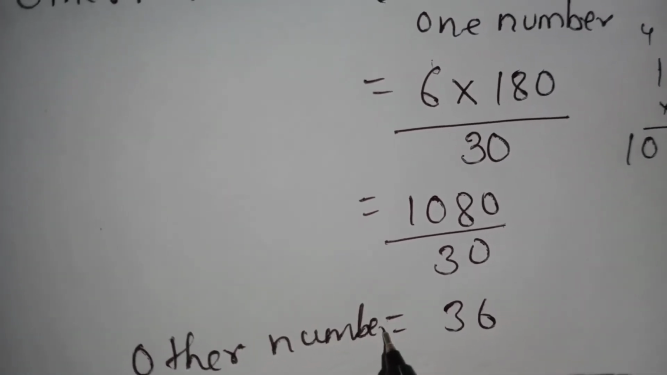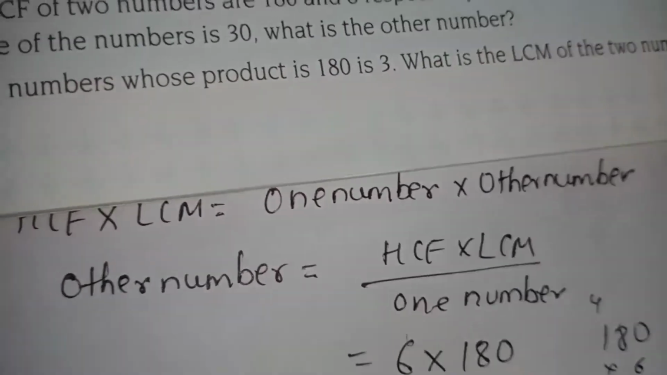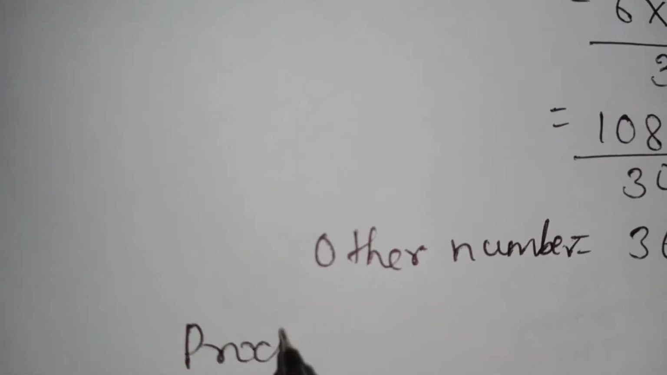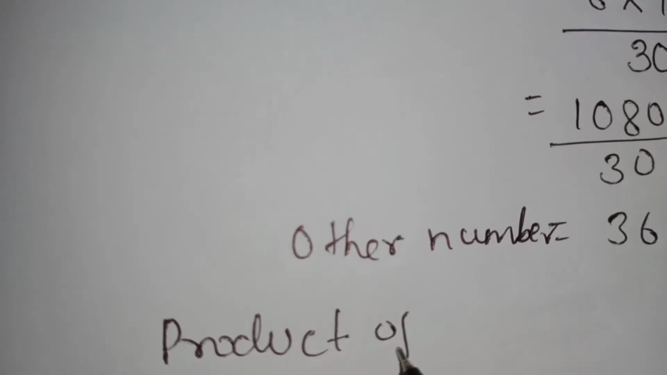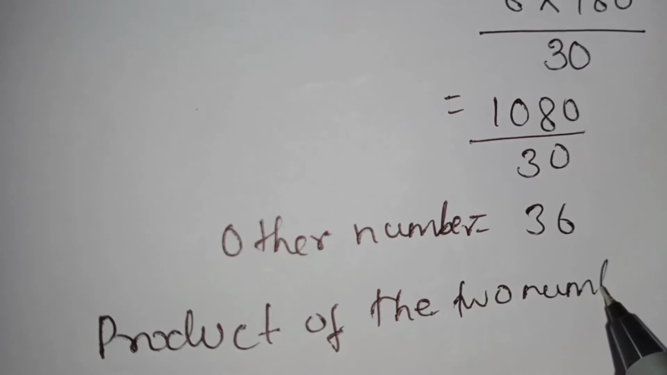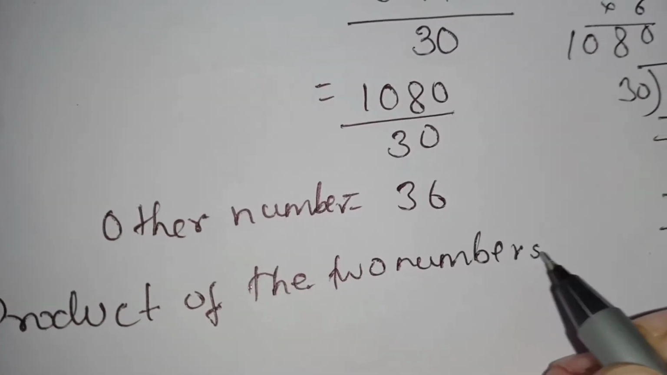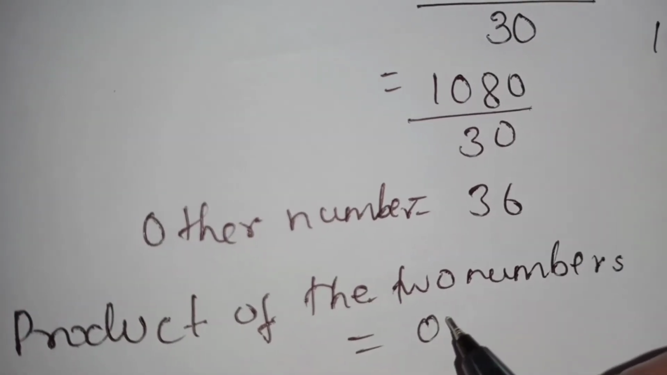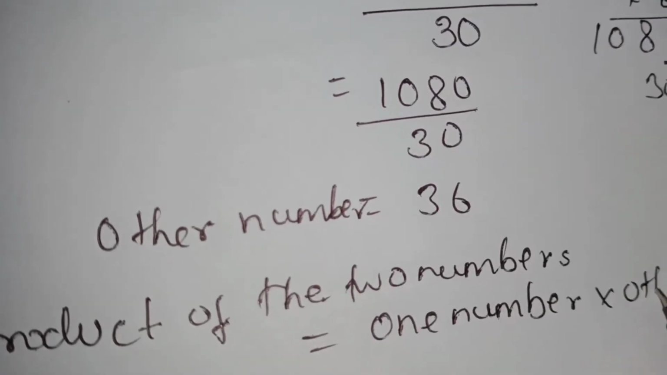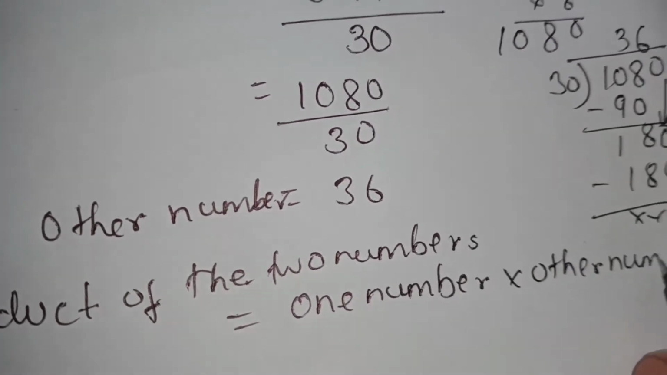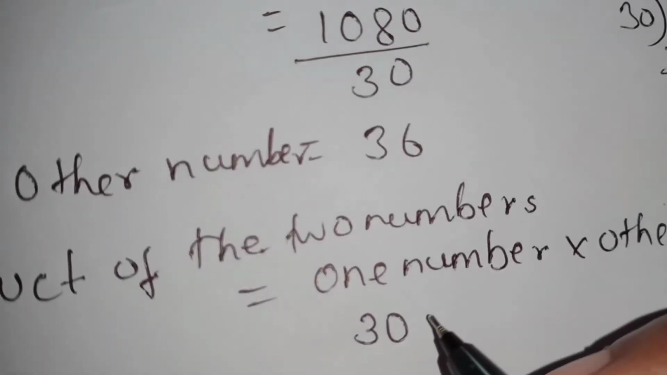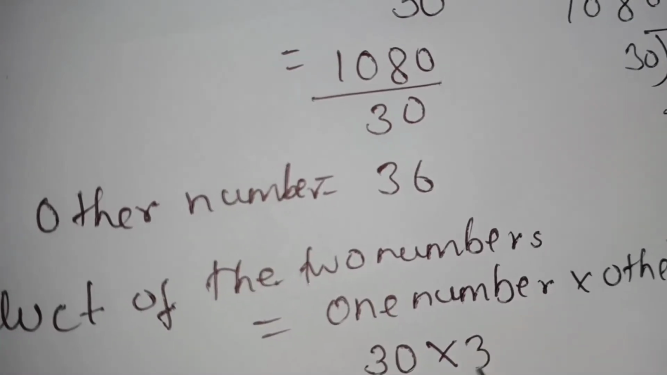Okay, but we need to also find the product of the numbers. They have asked us two questions. So how to find the product of the two numbers? It is one number into the other number. Okay, so what is the one number? 30, which is already given in the question, and the other number we have found, that is 36.